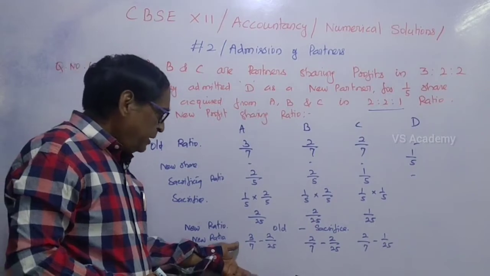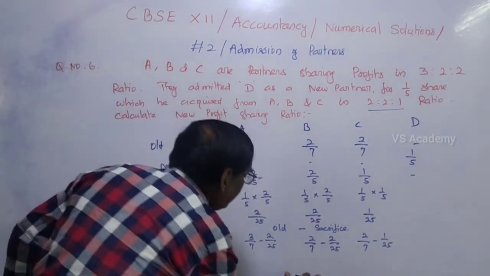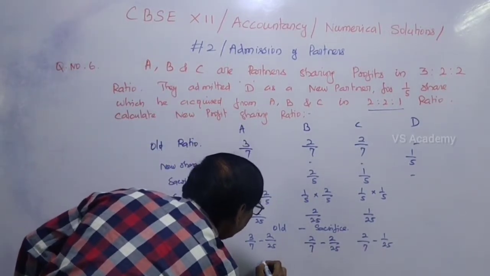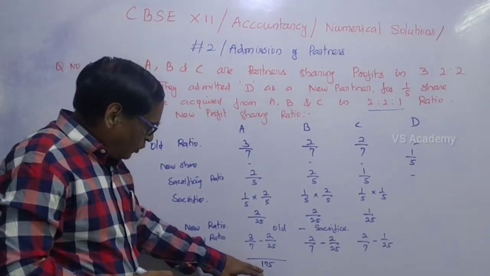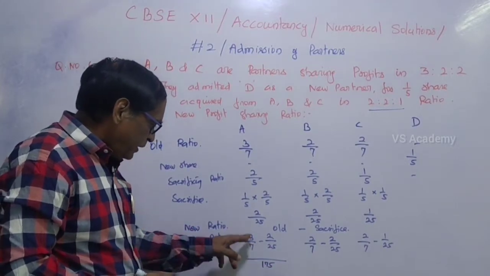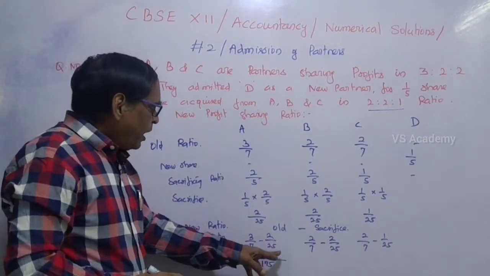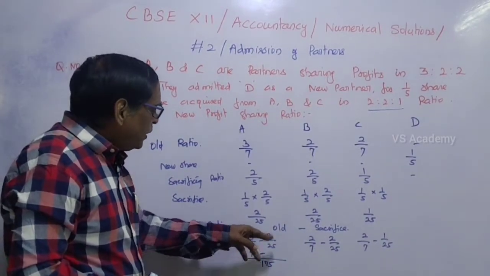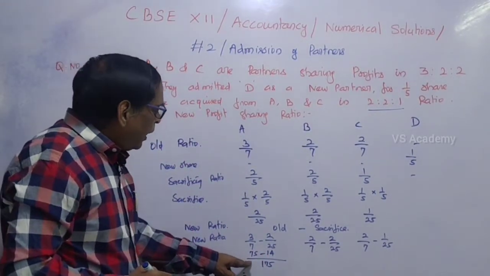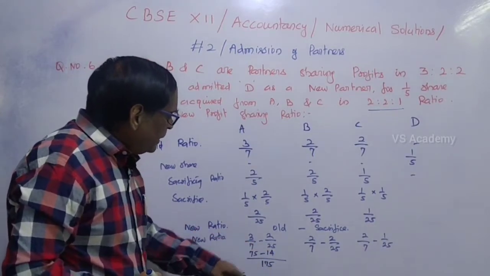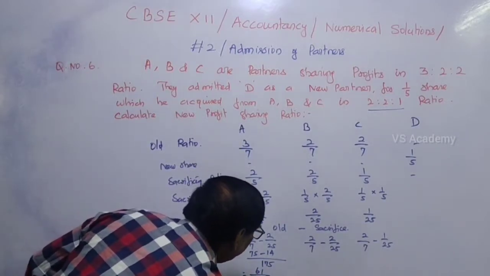So if we take LCM 25 into 7, that means 175. 7 out of 175, 25 times. So 25 into 3, 75, minus 25 out of 175, 7 times. So 7 into 2, 14. So the ratio is 75 minus 14, that means 61 divided by 175.